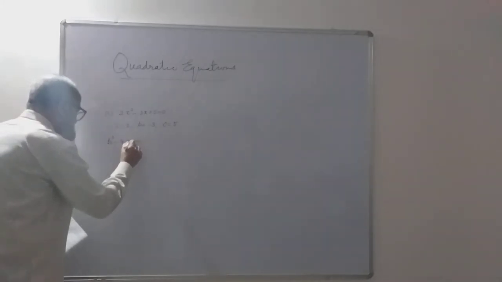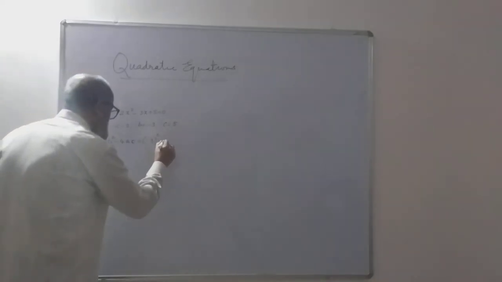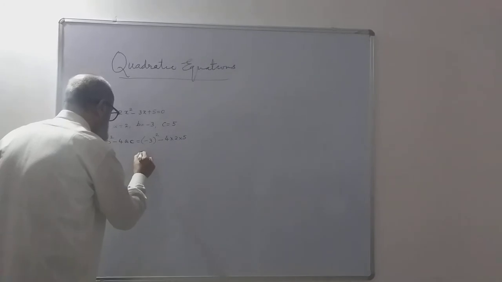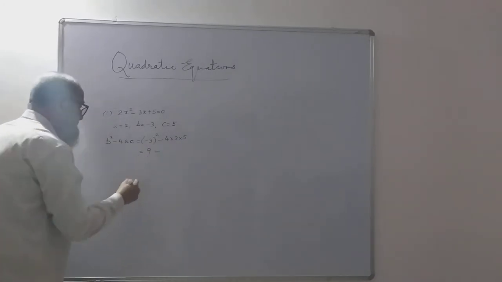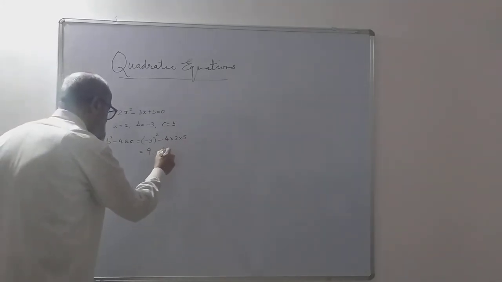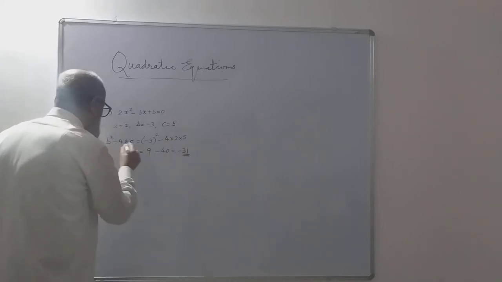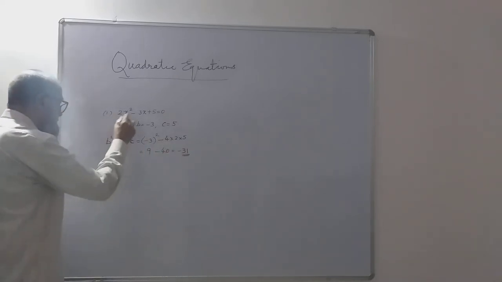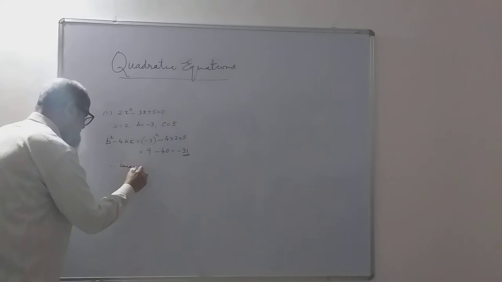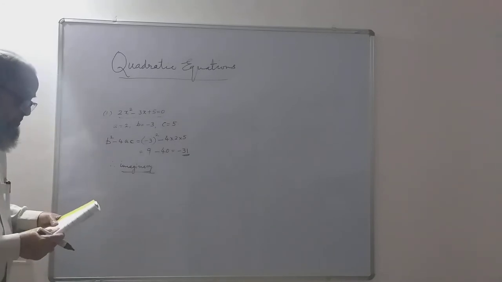What is the value of b square minus 4ac? b square is minus 3 the whole square, minus 4 into a, a is 2, into c is 5. Minus 3 squared is plus 9. Now 4 into 2 is 8, 8 5s are 40. So this is minus 31. It means it is negative. b square minus 4ac is negative. Therefore, the roots of the given equation are imaginary. It doesn't have real roots. There are no real values of x which satisfy this equation. So that is what we have to write.